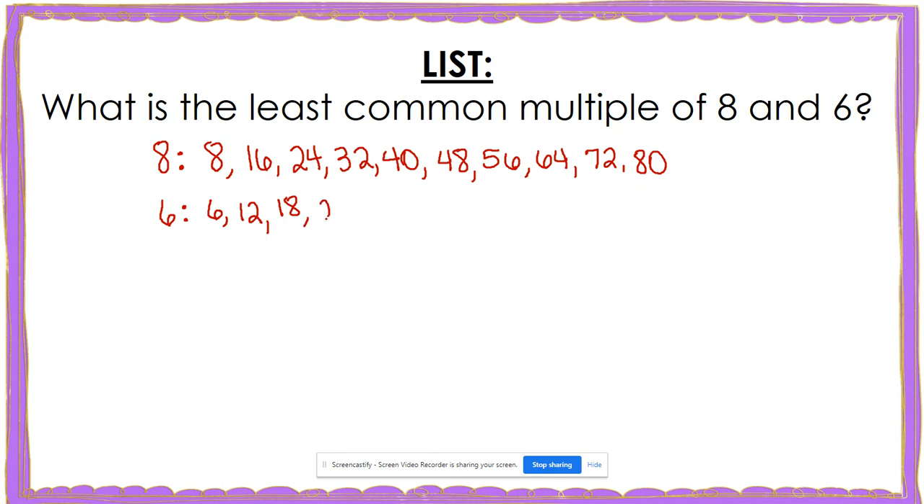6 times 4 is 24. So I go back to my first list, and this time I notice that there is a 24 in my first list, which means that the first multiple that these two numbers have in common is 24. So their LCM is 24.